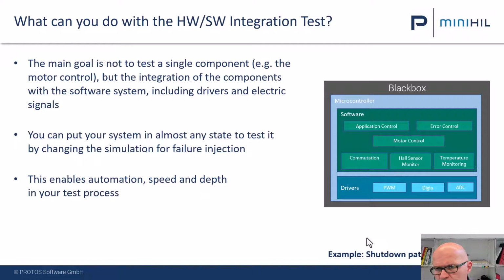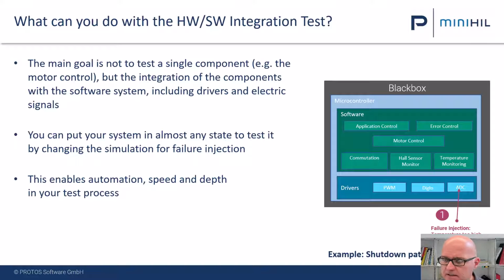So a concrete example, again, we have the black box, the microcontroller, with your complete application software, with all the drivers on the real microcontroller. That's really your application. In this case, I want to show you how a shutdown path for temperature can be tested. So the temperature monitoring is attached to the ADC. So we inject a wrong temperature by providing a wrong analog value.